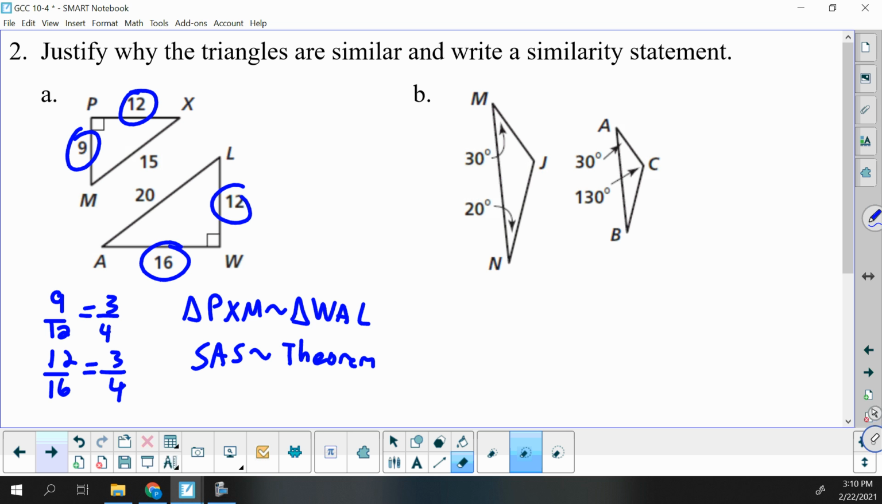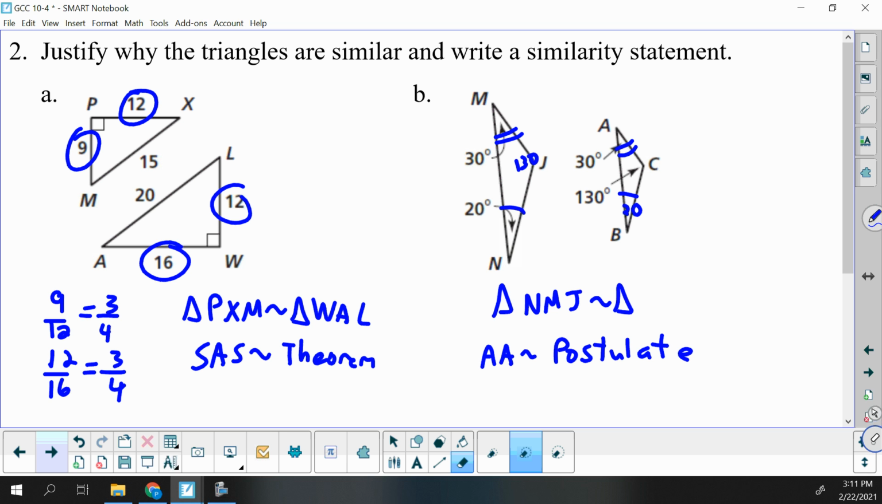So 130 and 30 is 160, so that gives us 20 for this spot. 20 and 30 is 50, so that gives us 130 for that because we need to make sure that they add to 180. Well, notice we have two angles congruent, sorry. We actually have three, but we just need at least two. So these are going to be similar. Our reason, we would say angle, angle, similarity postulate. And that's the reason we're going to be using when we do two-column proofs for these later. And our similarity statement, maybe we'll go NMJ.